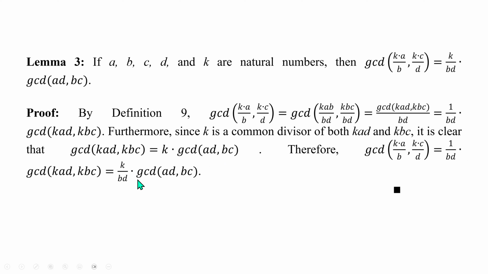And this in turn is going to be equal to K over BD times the greatest common divisor of AD and BC. You can just take out this K, and it winds up in the numerator here over BD. Okay, and that's the end of that proof.